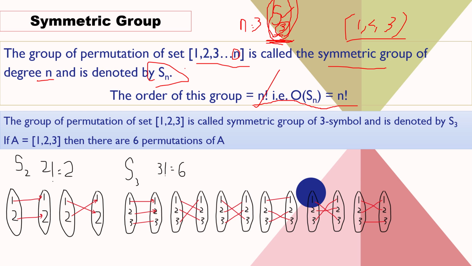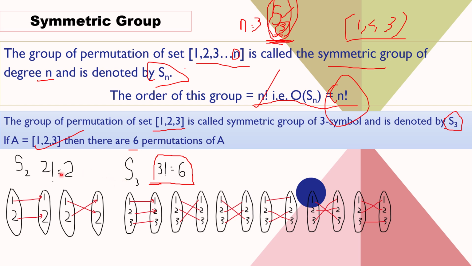All right. So we see an example here. We have the set 1, 2, 3. It's called a symmetric group of symbol 3 and is denoted by S₃. So the symmetric group formed from the set will be S₃. If A is equal to 1, 2, 3, how many permutations are there? 6. How do we get that? That is n factorial, which is 3 factorial equals 6. What is factorial? Factorial means you multiply the numbers starting from 1. So 3 factorial will be 1 into 2 into 3, which is equal to 6. So the number of permutations inside this symmetric group will be 6.